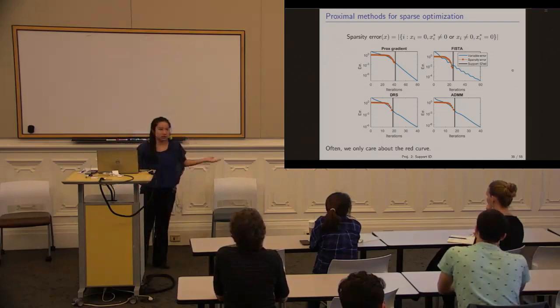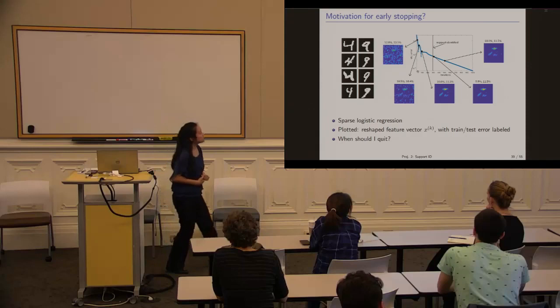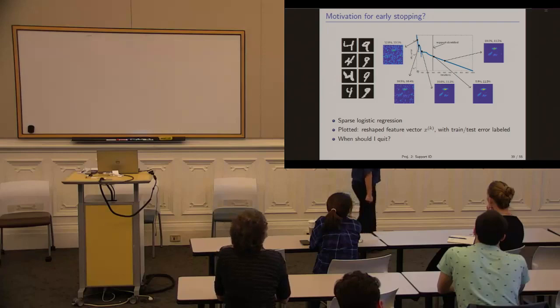And so, yeah, this is sort of what we're trying to do, and often we only care about the red curve. Here's another example. In this task, what we're trying to do is separate fours from nines in hand-written digits. We won't do too much preprocessing here. We'll just take these raw images and apply sparse logistic regression.